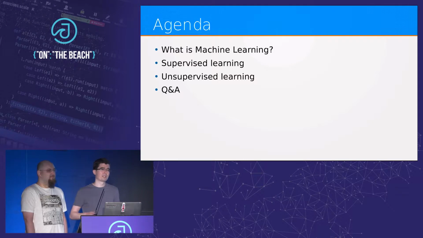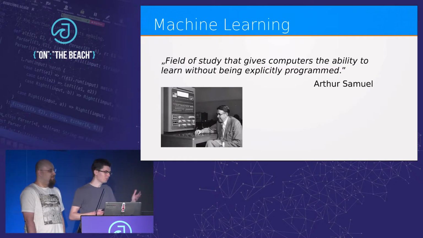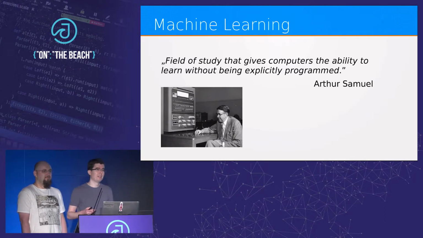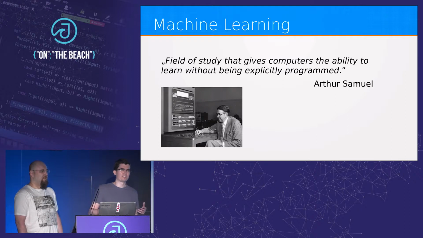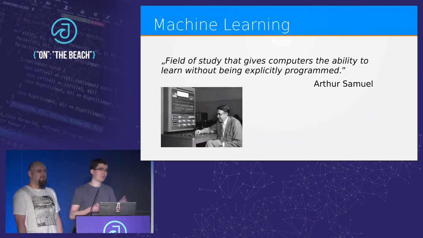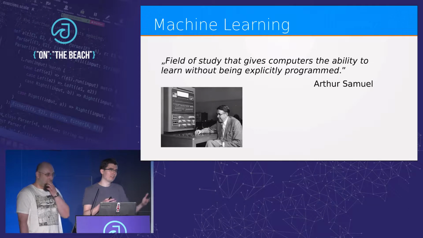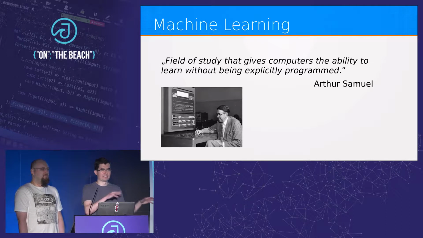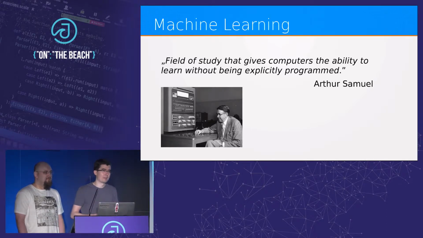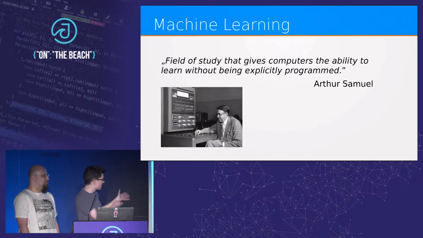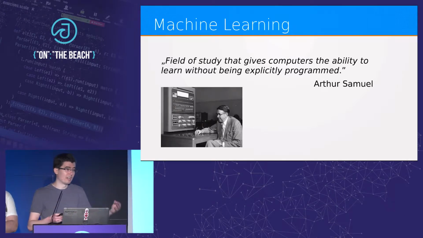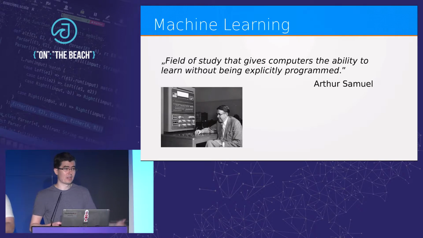OK, so let's start with some simple definitions. The first one is by Arthur Samuel, who was one of the founding fathers of AI. According to him, machine learning is a field of study which gives our computers, our programs, the ability to learn without being explicitly programmed. So you won't write a lot of if-else statements. You want to make your computer learn how to solve problems. In the picture, you can see that Arthur Samuel is playing checkers with a computer that was able to learn how to play checkers by playing with human players.